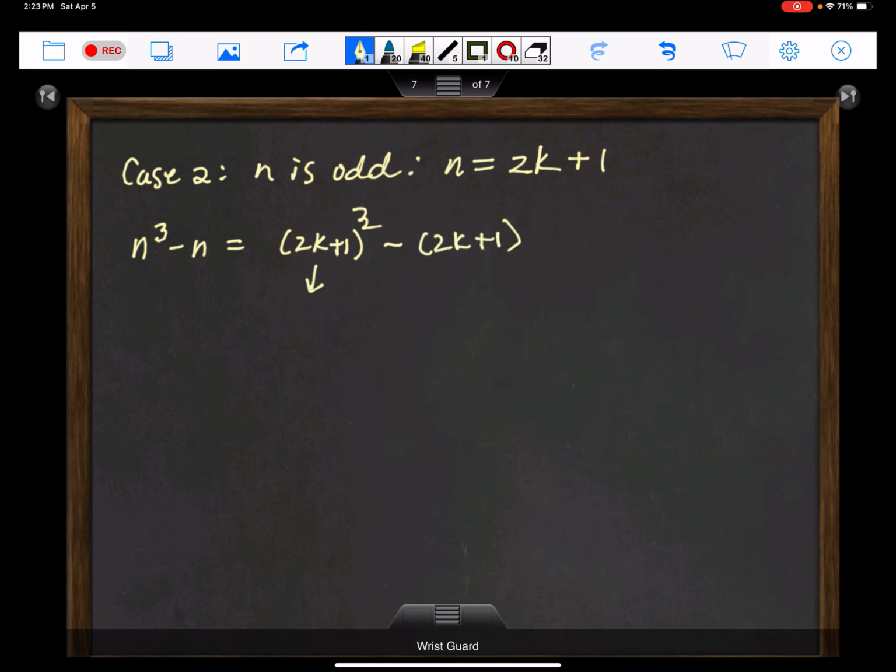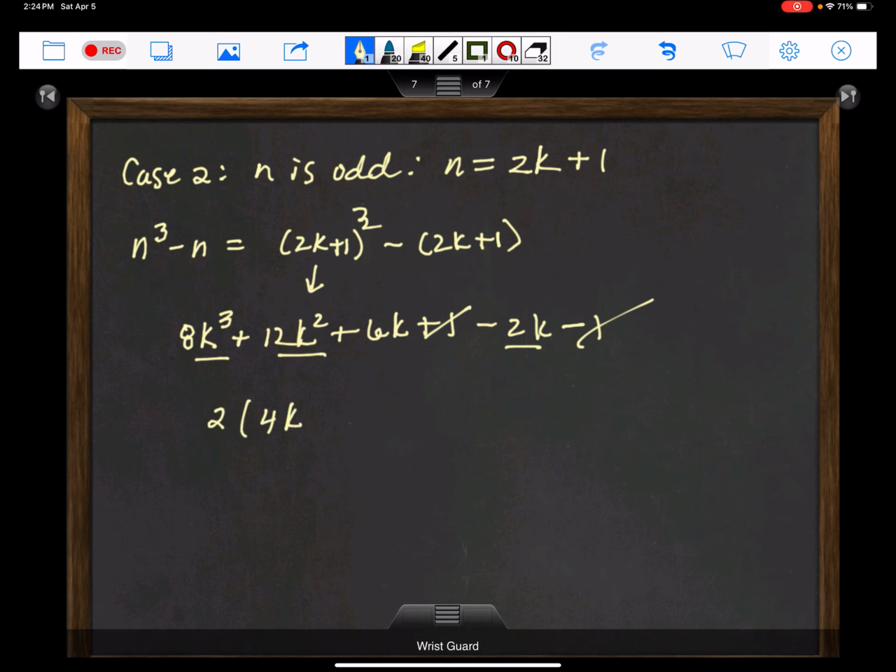Now, if we expand this either by multiplying it out in steps or the binomial theorem, we get 8k cubed plus 12k squared plus 6k plus 1. You can verify that. Minus 2k minus 1. Now we see here the 1's go away, and I have all things that are multiples of 2, so I can factor out a 2 here.